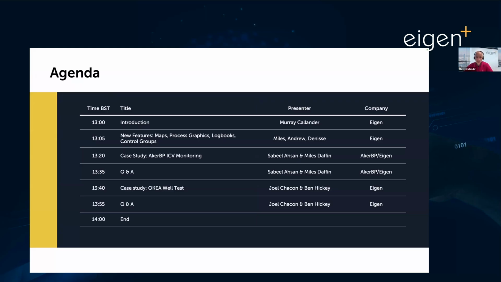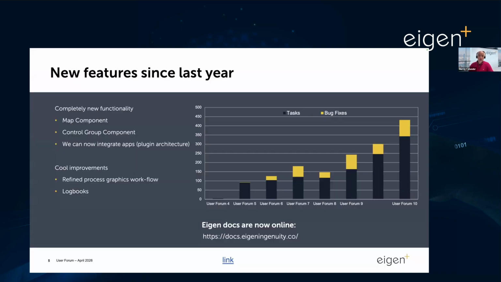I'm going to give you a quick introduction to some of the new features, and actually I'll talk about the map component, and then Miles and my colleagues will talk about some of the others. Just to look at the history of the development of Ingenuity over the last few years, the pace is accelerating. So this chart here shows both the tasks or the tickets we've been doing on the product and the number of bug fixes between user forums. And you can see that although we didn't have a user forum last October, the pace is accelerating. We've done more tickets and almost more bug fixes, but the bug fixes are staying relatively constant compared to the tickets. So that's good because it means that the progress is delivering usable features.